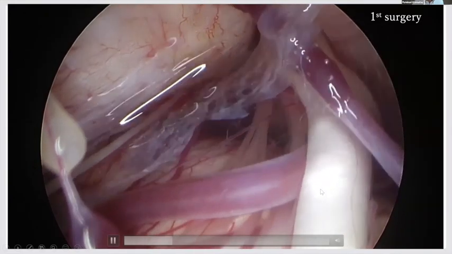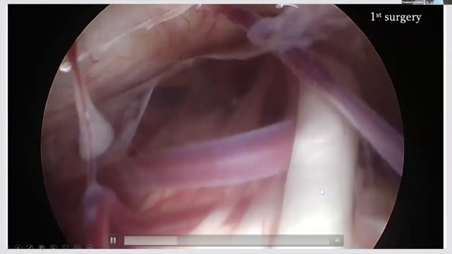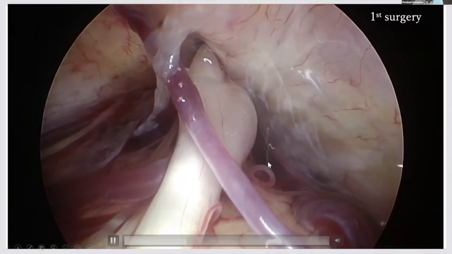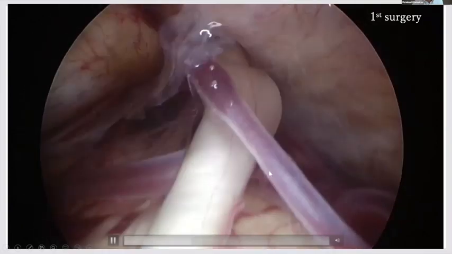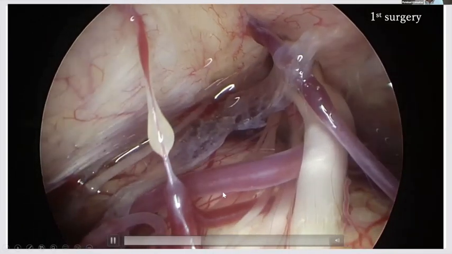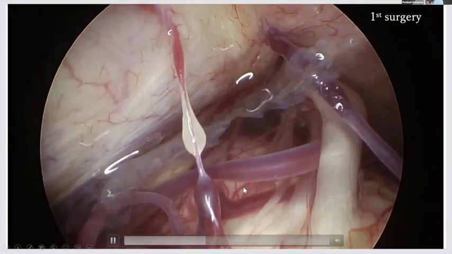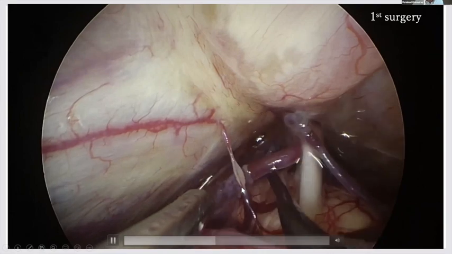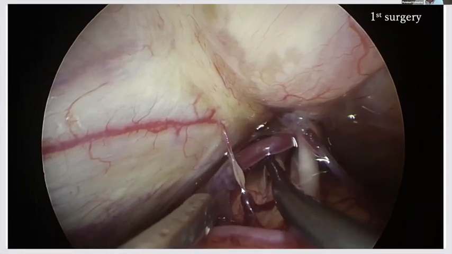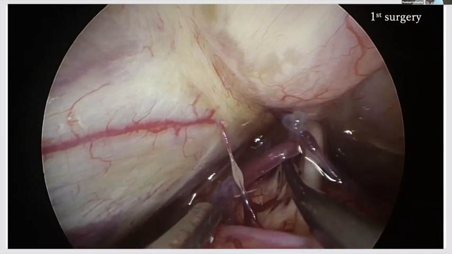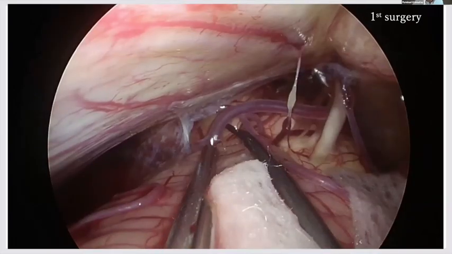So, and also you can see the caudal side again. For this case, again, the two-step transposition is applied. The loop is very deep. The transposition required two steps.